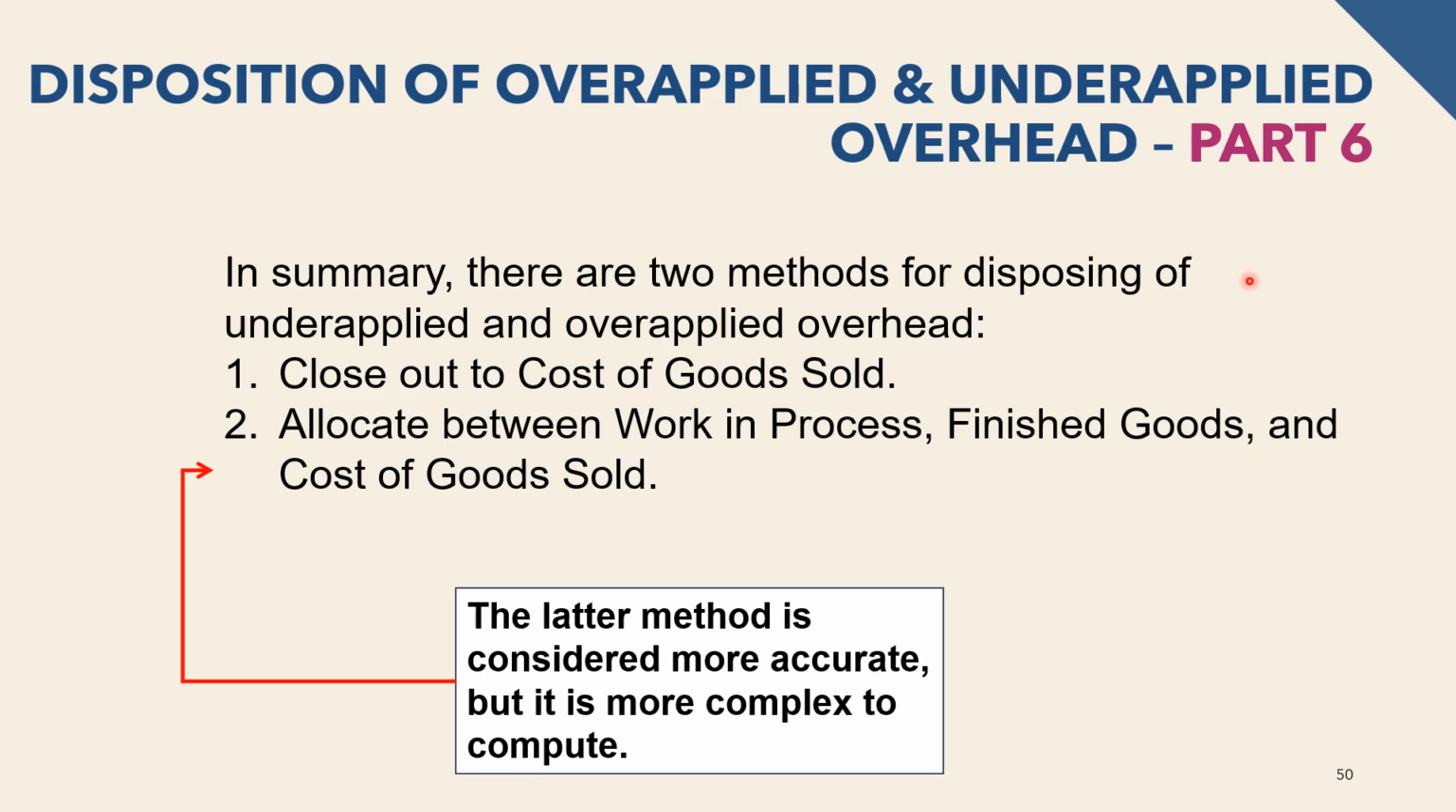In summary, there are two methods for disposing of under-applied and over-applied overhead. The first one is to close out to cost of goods sold. The second one is to allocate between work in process, finished goods, and cost of goods sold. The second one is considered more accurate, but it is more complex to compute.